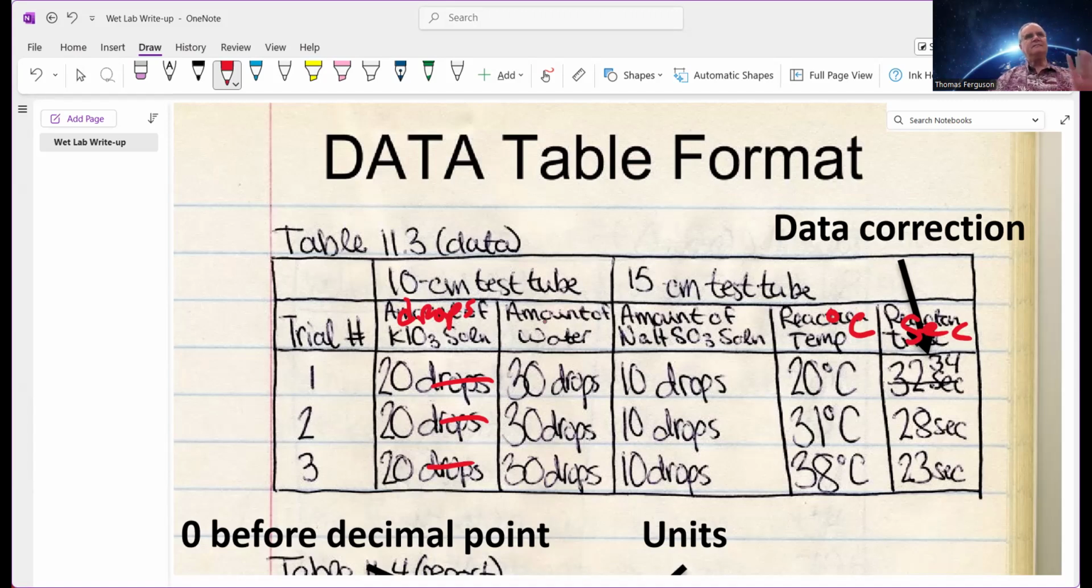Okay, are there any questions about the write-up? Yeah. Do we do this for my hand? Good question. Wet labs only. Wet labs only. So that's why this week we're fine. Next week is your first wet lab. Sure. Okay. All right.